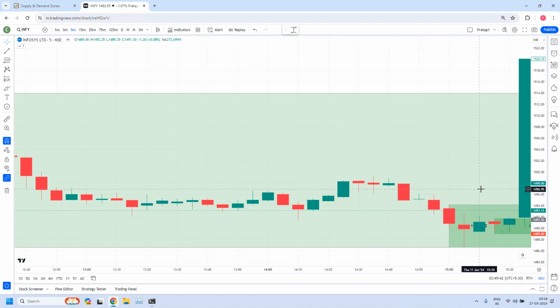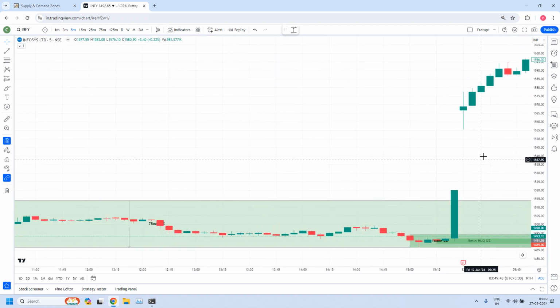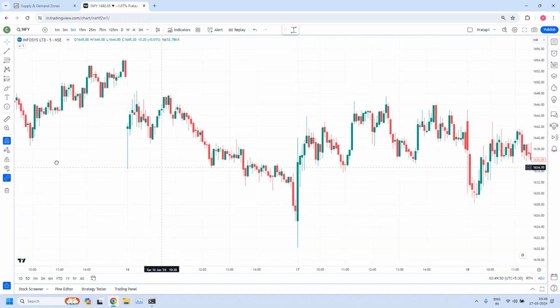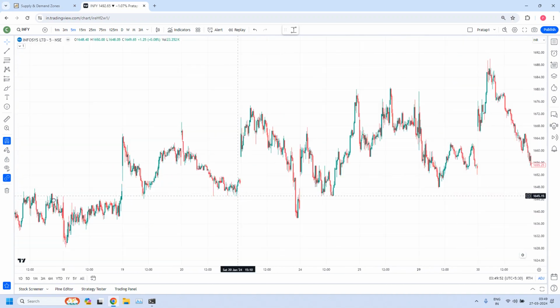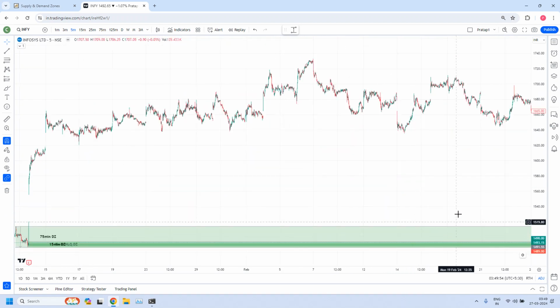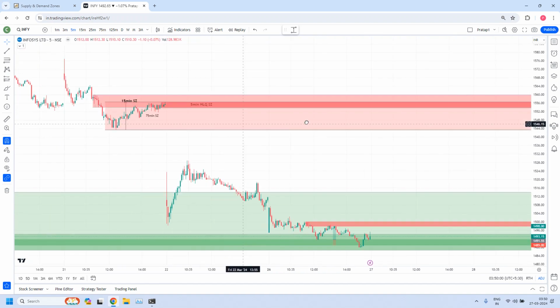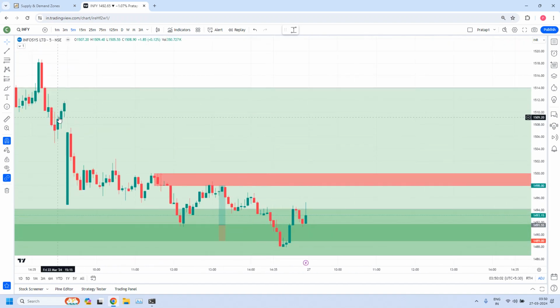Now we got a new target. The reason is today new 15-minute zones are created. So this is the reason why whatever RR we planned earlier has to be changed. This is what we planned earlier. But today prices came down and then created a new 5-minute zone. This is one, a drop-base-drop, and this is another one.